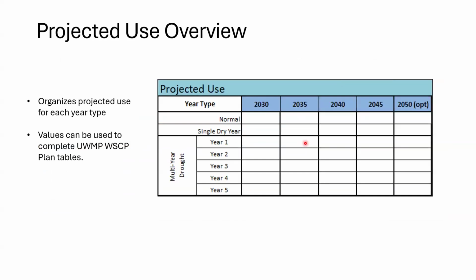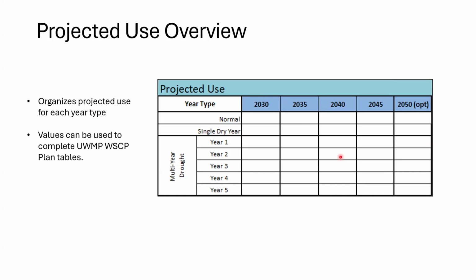All right, and lastly, there's this projected use overview. This is just a table to organize your projected use for each year type. So there's normal, single dry, and a multi-year drought. And this is for years 2030 up to 2050, optionally. And these are the same years that will be used in the UWMP for your projections, your 5-year increment projections.